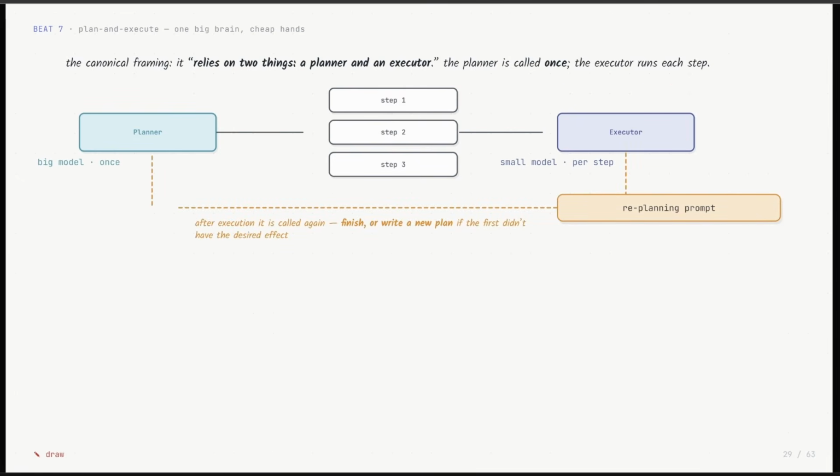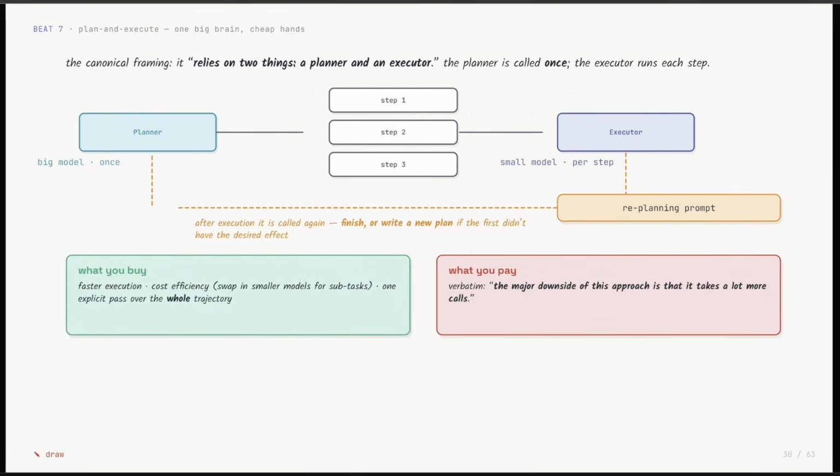And there is a third piece people forget, which is the replan. Once execution finishes, the planner is called again with a replanning prompt, and it decides whether to finish or write a follow-up plan if the first one did not have the desired effects. This is actually what usually happens in coding, or what we also call vibe coding. Without that step, this pattern cannot recover from anything. So what you're buying here is faster execution and cost efficiency. Instead of using a big model for the executor, you're swapping in a smaller one.